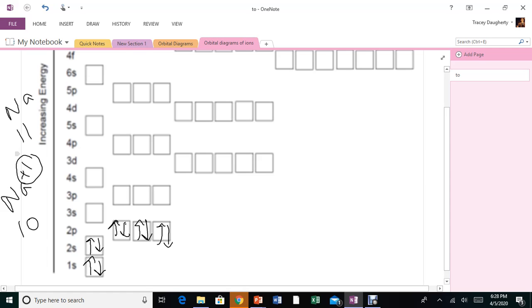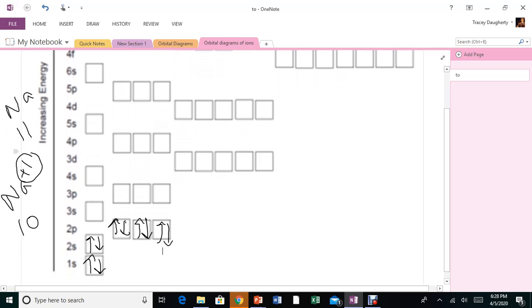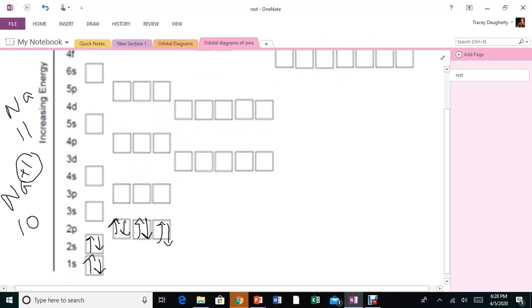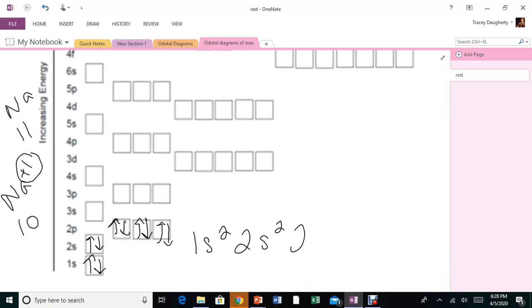And then for your orbital diagram, or your electron configuration, you will have 1s2, 2s2, 2p, and there's a total of 6 electrons in the 2p.